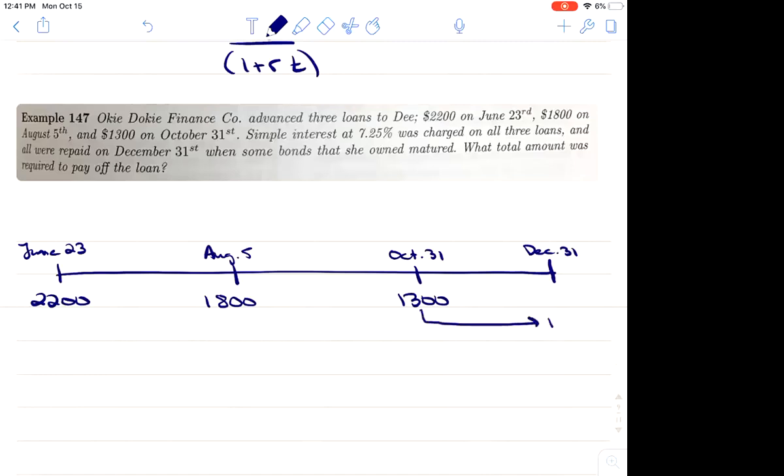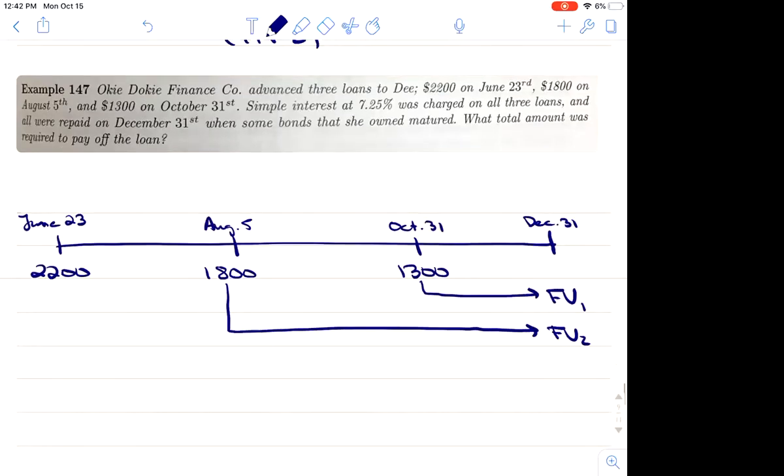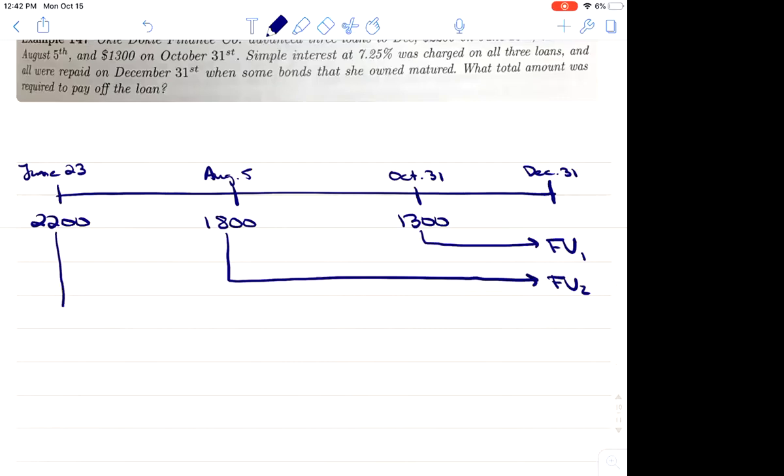I have future value, I'll put a little subscript 1, because I'm going to have 3 future values here and I want to keep track of them. Doesn't matter which subscript you give them. And then this 1800, if I go one line down, becomes future value 2. And this just keeps it nice and clean, or as clean as it can be. And then we have future value 3.